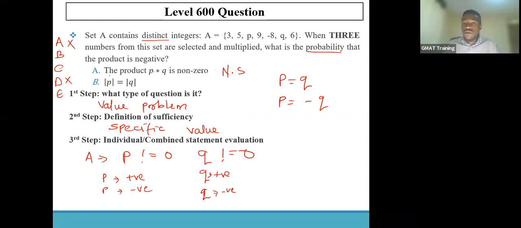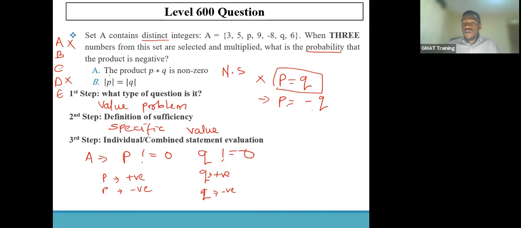Then remember that the question stem specified that you're only looking at distinct integers. So it goes without saying that the first case cannot be possible here, because we're only looking at distinct integers, and when P is equal to Q, these two values are not distinct, they are the same. So we are left with just one possibility, where P is equal to negative Q.